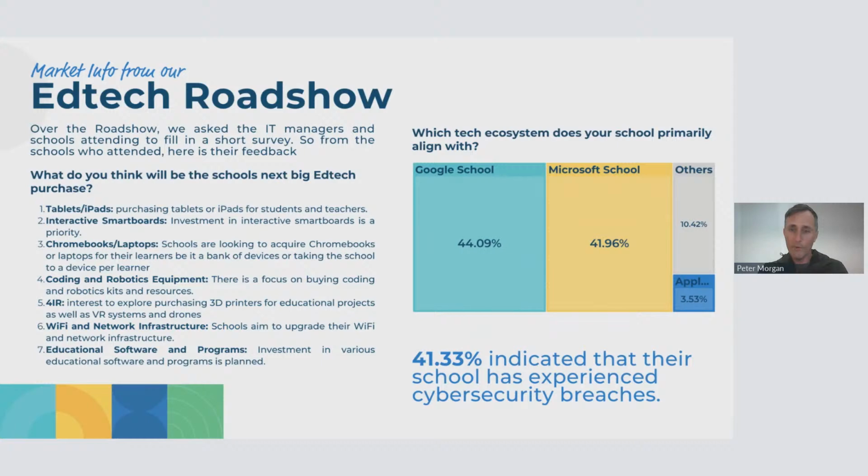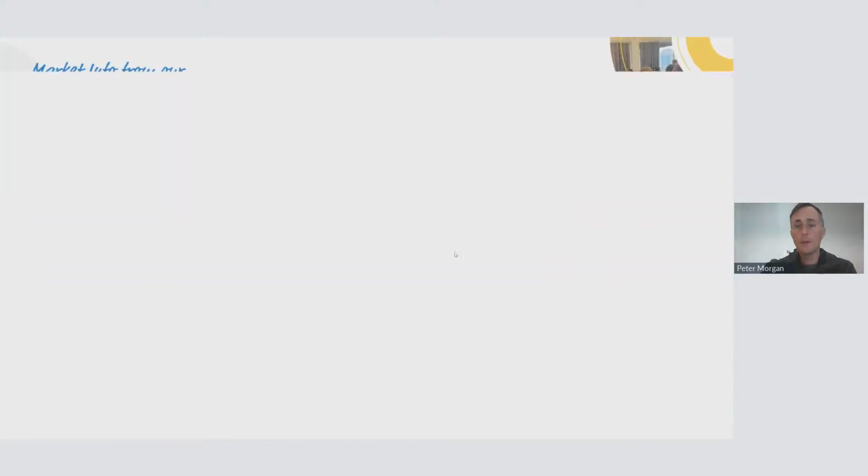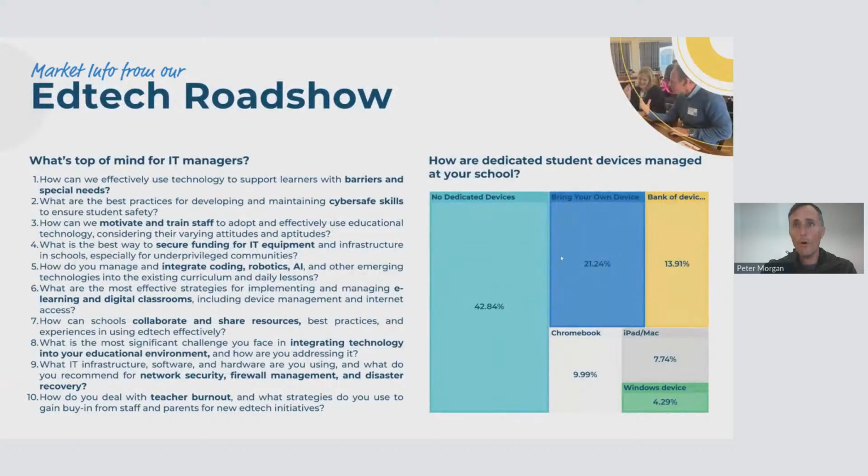So if you flip to the right of my screen, you'll see there's which tech ecosystem does your school primarily align with. You can see the breakdown at the moment with Google and Microsoft. But I'm actually going to jump to the next slide because it's relevant to this. So this is the graph on the right. How are dedicated devices managed in your school?